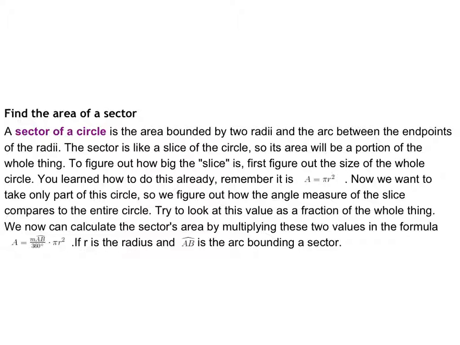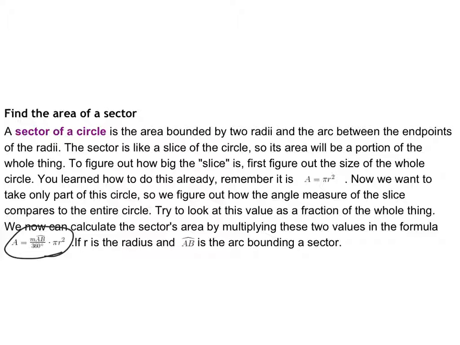Now we want to take only part of this circle, so we figure out how the angle measure of the slice compares to the entire circle. Try to look at this value as a fraction of the whole thing. We can now calculate the sector's area by multiplying these two values in the formula. A is equal to the measure of the central angle divided by 360 times pi r squared. So make sure you have that formula written down somewhere.